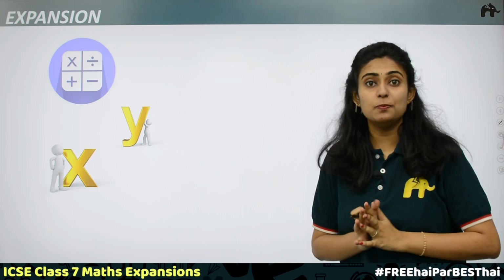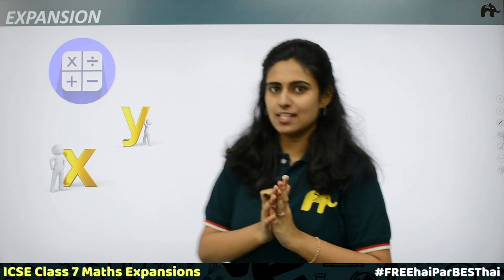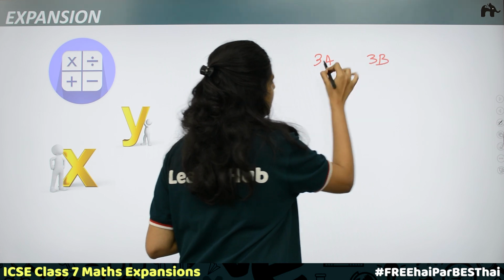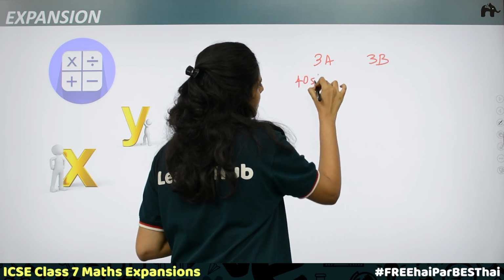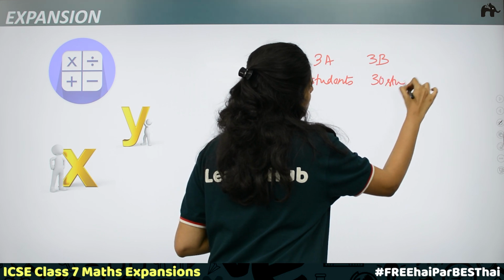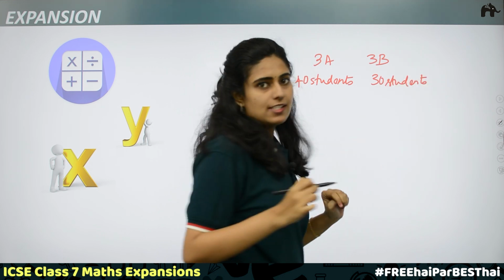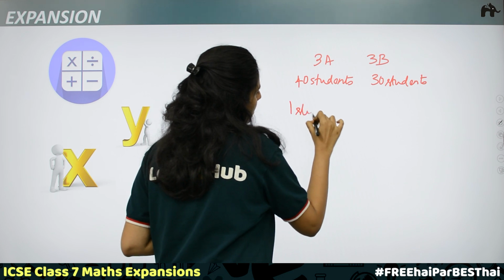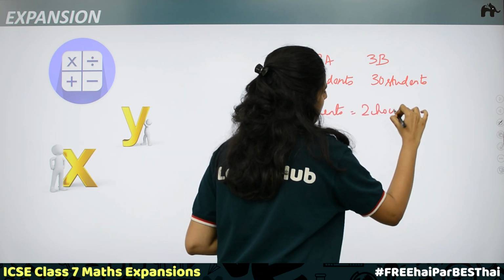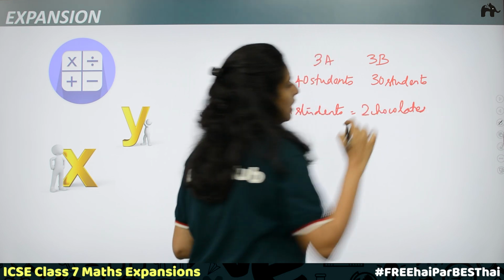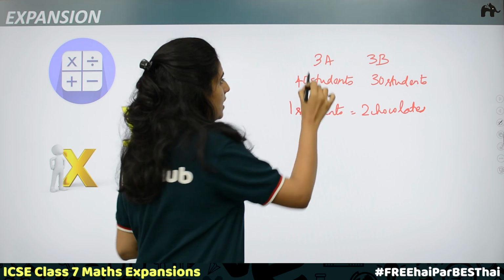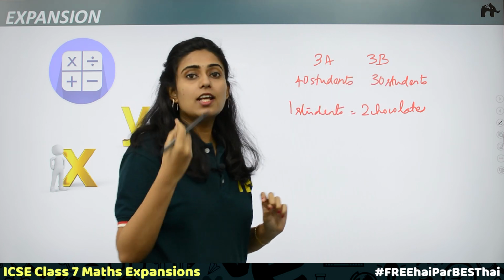Expansions. Here we are going to play with variables. Consider a class. There are two divisions, 3A and 3B. In 3A, there are 40 students and in 3B, there are 30 students. So, we are going to distribute chocolates among these students. For one student, 2 chocolates. This is how we are going to distribute. Now, to find the total number of chocolates, what can be done? Here, we need to find the total number of students.